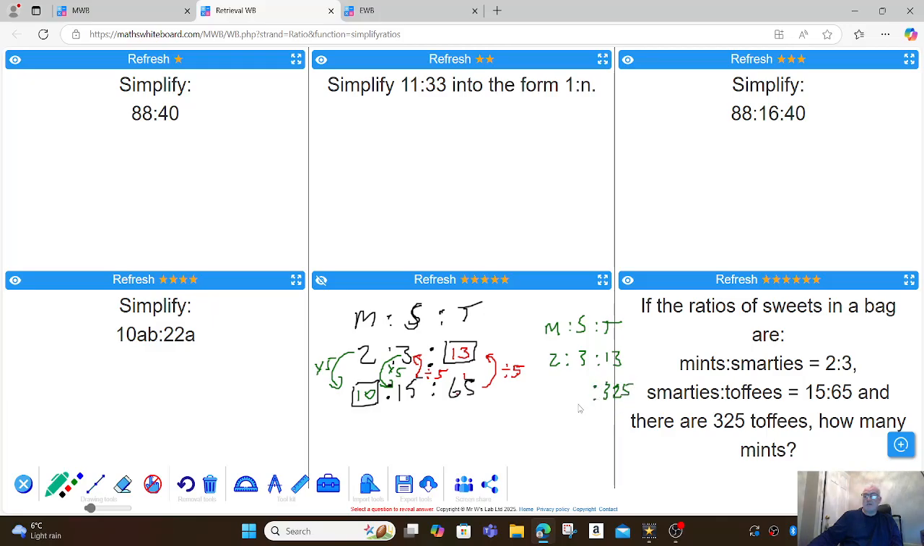Okay, it wants to know how many mints will I have. Well, if I divide 325 by 13, I'm going to find one part of that. Okay, and then if I know what that is, I know what my multiplication factor is. So 325 divided by 13. 13 into 32 goes twice. That will be 26. 26 to 32 is 6. And 13 into 65 is 5. So my multiplication factor down there is 25.